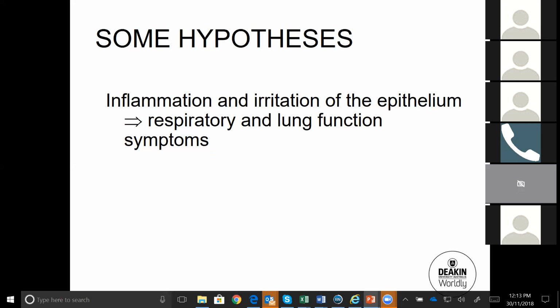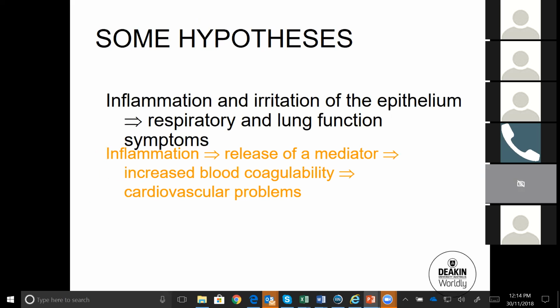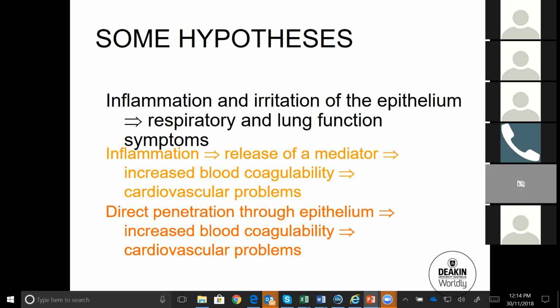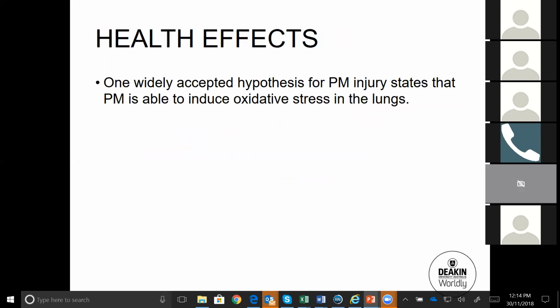There are different hypotheses that are used to explain the negative health effects caused by particulate matter, but one of the leading theories is that inflammation and irritation of the epithelium are causing these respiratory and lung function symptoms. So during the inflammation, we have release of a mediator, which is then leading to increased blood coagulability and then cardiovascular problems. Then during direct penetration through epithelium, we have again increased blood coagulability and cardiovascular problems.